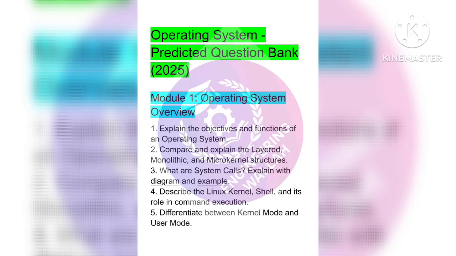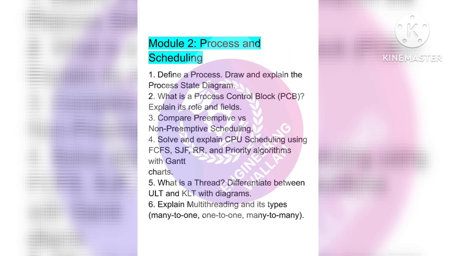5. Differentiate between kernel mode and user mode. In kernel mode, the OS has full access to hardware. In user mode, access is limited for safety. Module 2, Process and Scheduling. 1. Define a process. A process is a running program. We'll explore the process state diagram to show how a process changes states during execution.